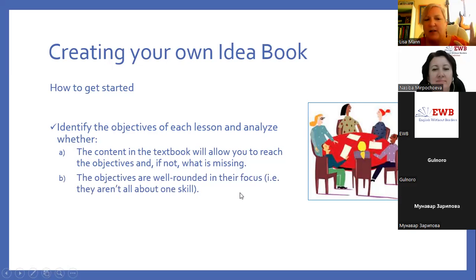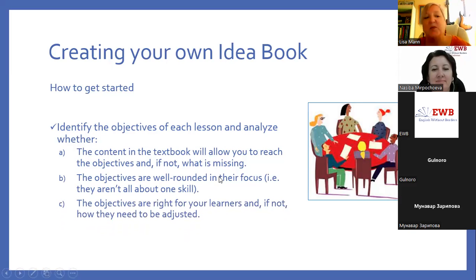Think about the objectives and decide whether they are well-rounded in their focus. That is, they aren't all about one skill. One of the things in the Tajik textbooks is they're very heavily focused on reading, which is why in an idea book we added different skills, because reading is super important, I agree, but speaking and writing, the productive skills, are also super important. So we want to add those to the objectives that we were given.